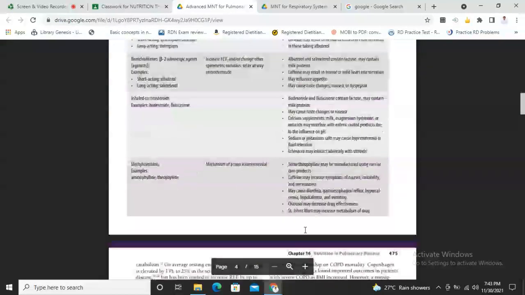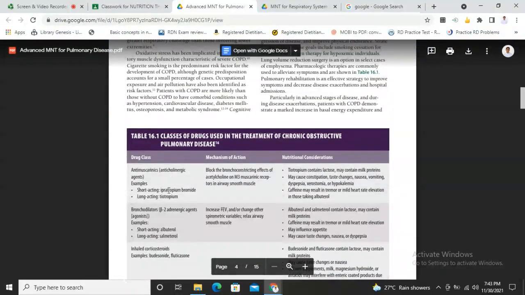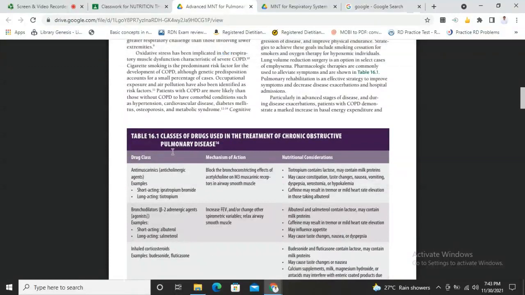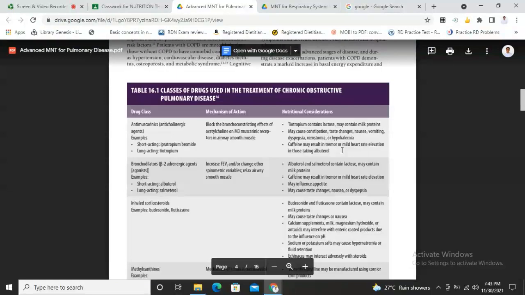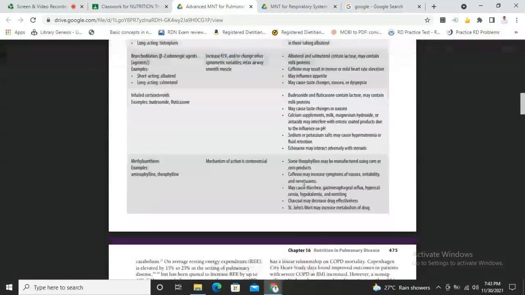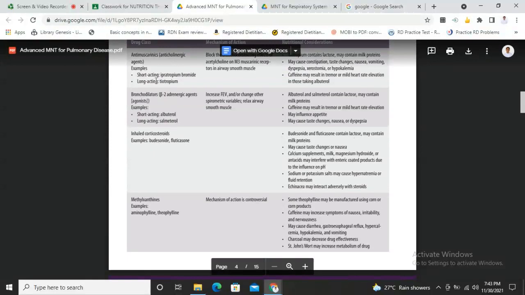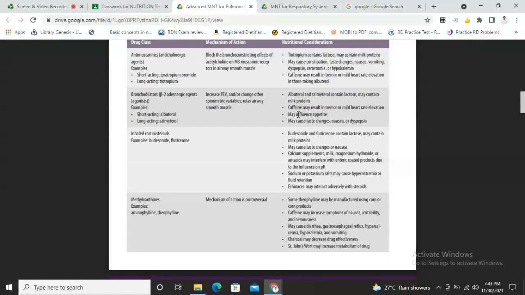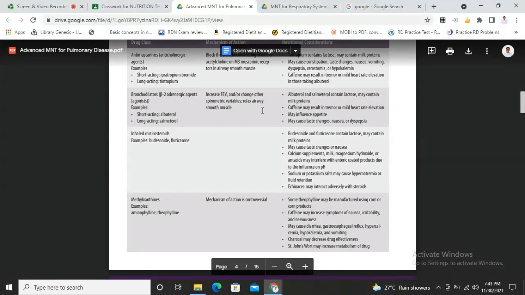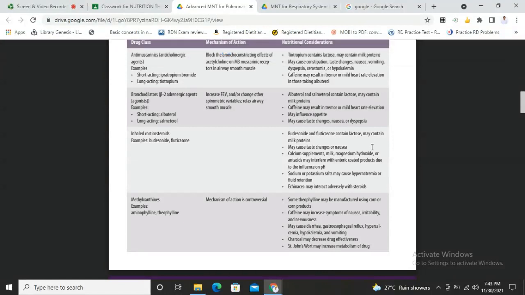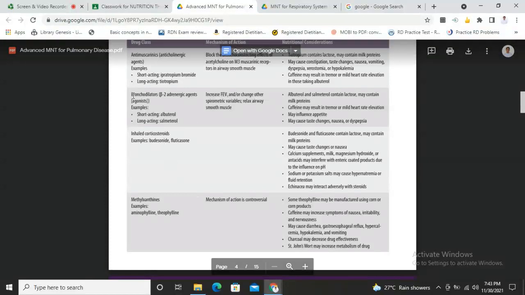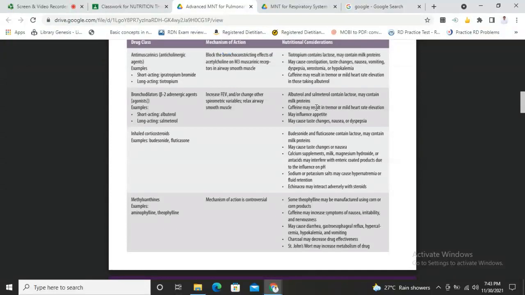Here are the drugs that are commonly used to treat pulmonary diseases. There are nutritional implications here. For example, if they take bronchodilators, their appetite usually decreases because of the side effects of the drug, which may cause taste changes, nausea or dyspepsia. So that you would be informed that the patient's nausea or dyspepsia may be due to the use of these drugs, and you will know what intervention to apply.